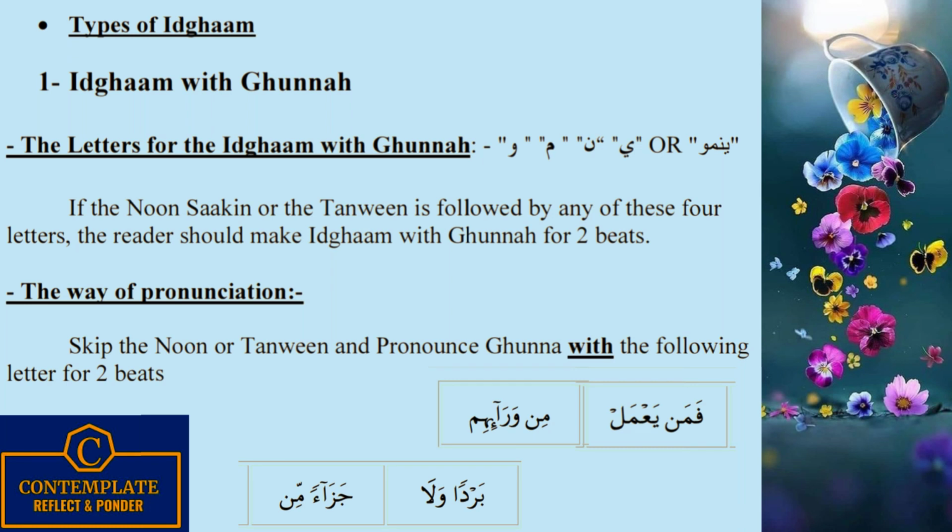And those examples on tanween, let's discuss that as well. For example, bardan wala. Here we can see that tanween is present, and after tanween, the mutaharrik letter waw is present, which is from the mnemonic yanmu. So we will do gunna for 2 beats. Bardan wala. Another example is جزاء من. Here the tanween is present. After tanween, the mutaharrik letter mim is present, which is from the mnemonic yanmu. So we will pronounce it with gunna for 2 beats.